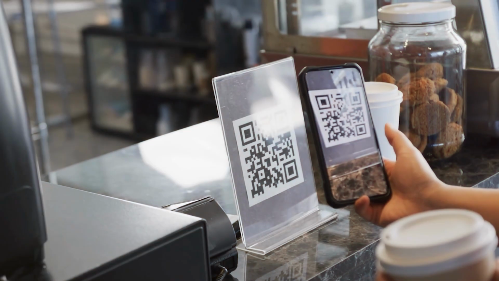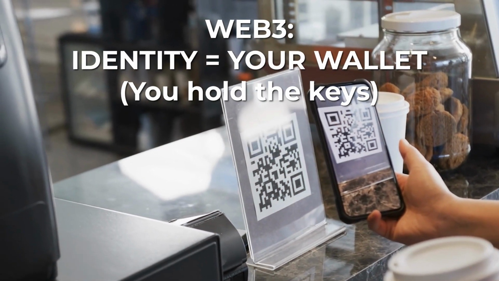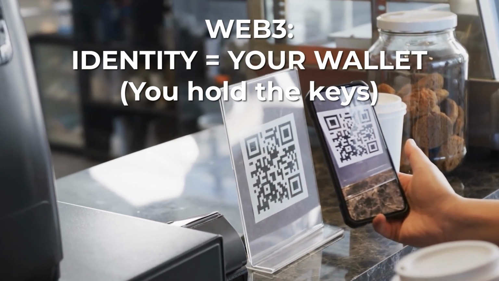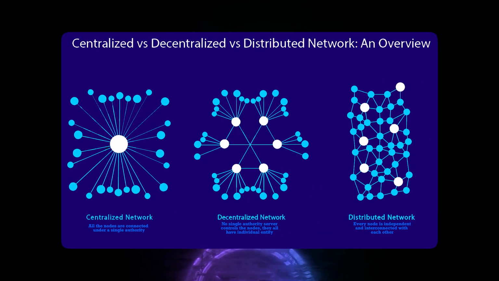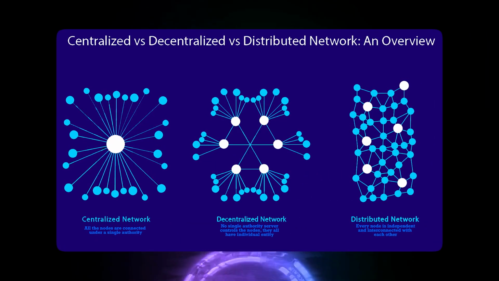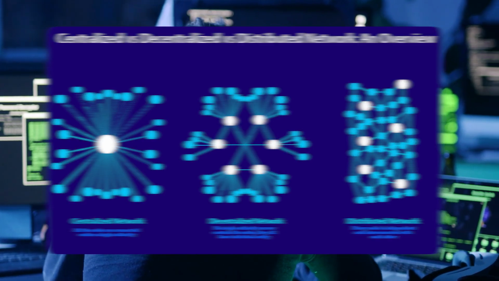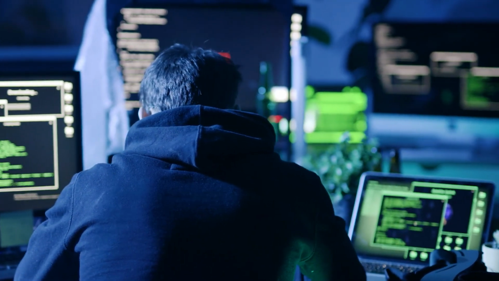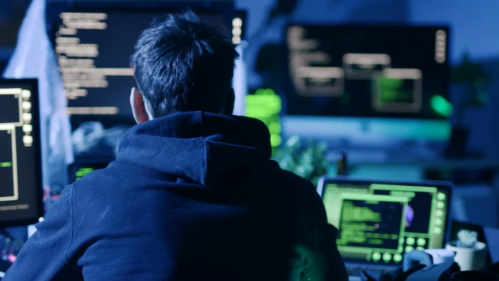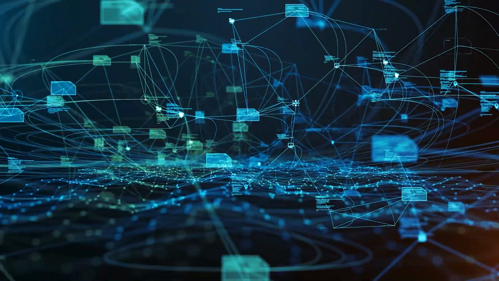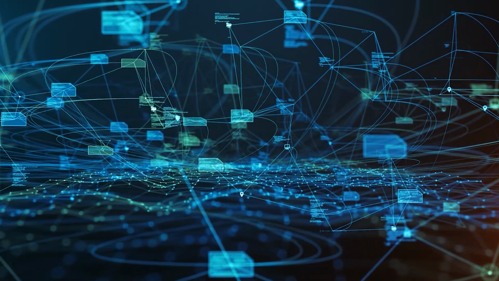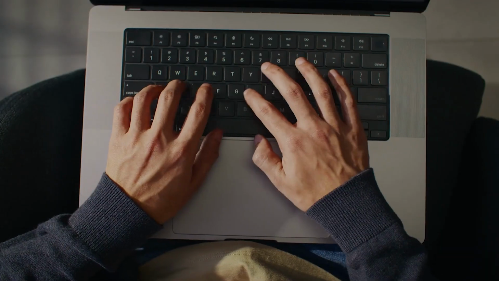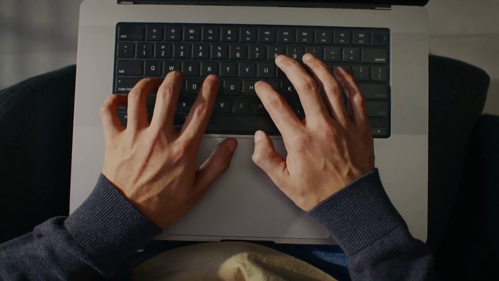In Web 3, your identity is a wallet, a cryptographic key pair you control. No company manages your credentials. No platform can revoke your identity. Your assets, whether that's currency, digital content, or governance rights, exist on a blockchain that no single entity controls. The relationship between user and platform is fundamentally different because the user holds the keys.